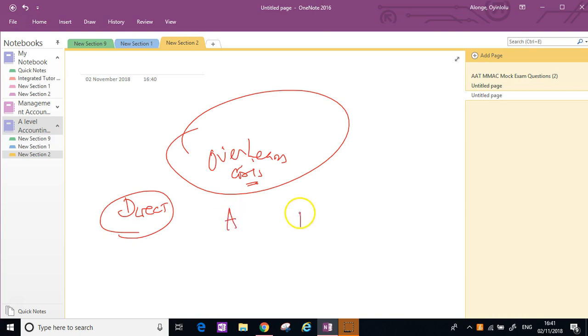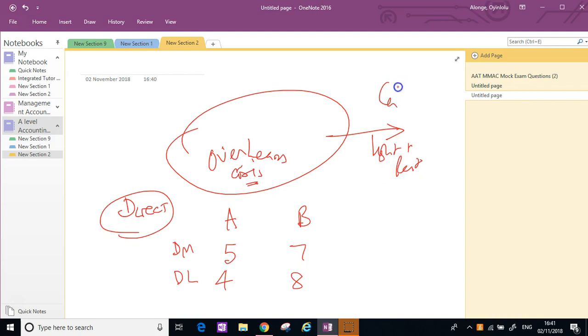So I might be making product A and product B, and in the process of making them I'll have some direct materials and direct labor. That could be £5, £4, £7, and £8. But because A and B share some sort of space, we have some shared overhead costs. They could be light and heat, rent, canteen, accounting. It really doesn't matter what that overhead cost is.